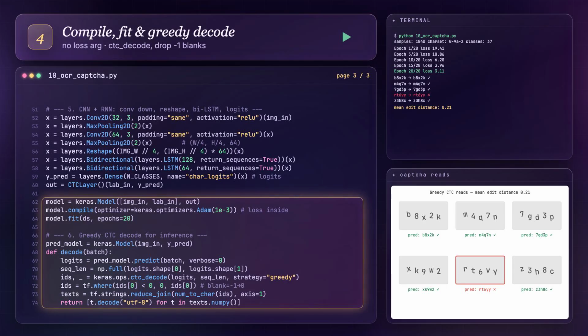To score them, honestly, we don't use accuracy. One wrong letter shouldn't fail the whole word. We use edit distance. How many single character edits to fix the read? tf.edit_distance gives us a mean of 0.21, about one slipped character for every five codes. For five-character captchas trained from scratch, that's a model that genuinely reads.